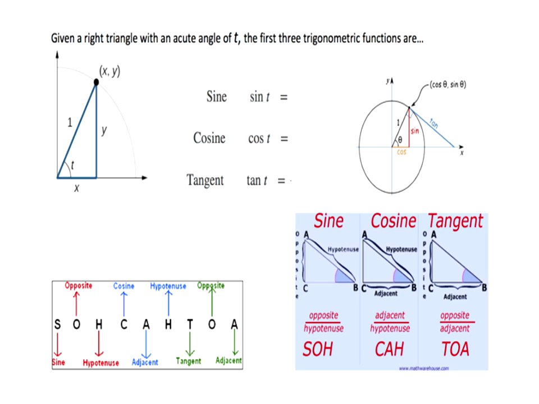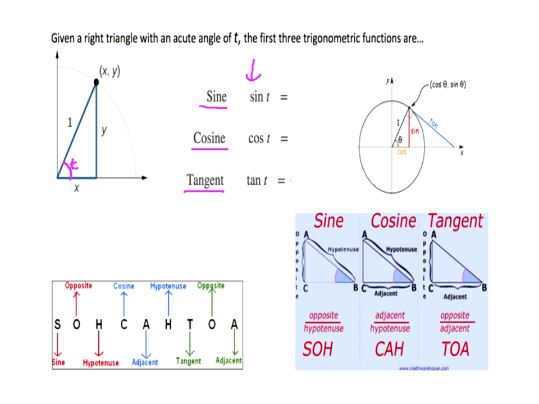Okay, so given a right triangle with an acute angle of T, so let me get a nice bright color that will stand out here. So here's angle T that we're talking about. The first three trigonometric functions are sine, cosine, and tangent. You're used to seeing them written like this, S-I-N, C-O-S, T-A-N. Those are the buttons that show up on your calculator.